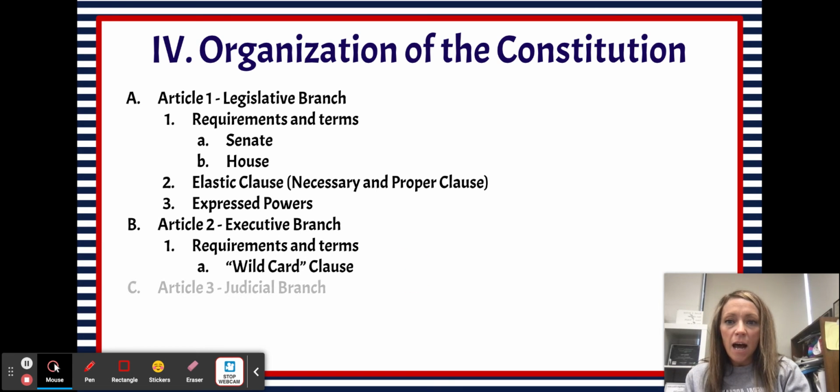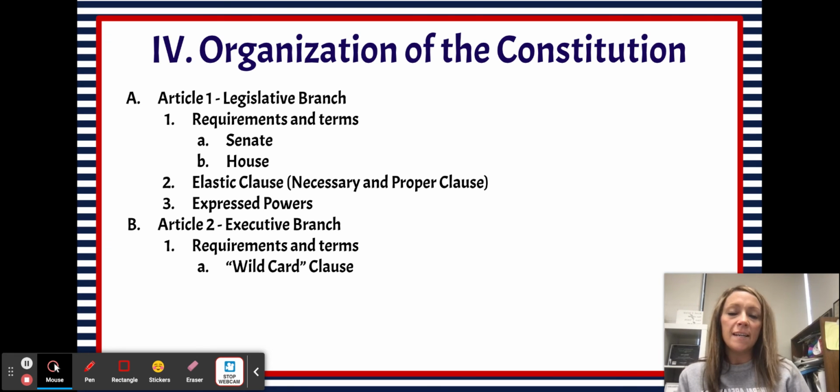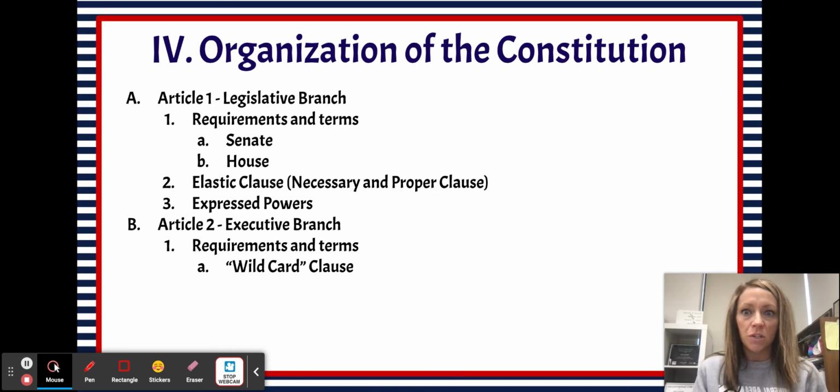Next, we've got Article 2. And Article 2 deals with the executive branch. And we know that the executive branch is the president, the vice president, and the cabinet. And we know that their main job is to enforce laws.